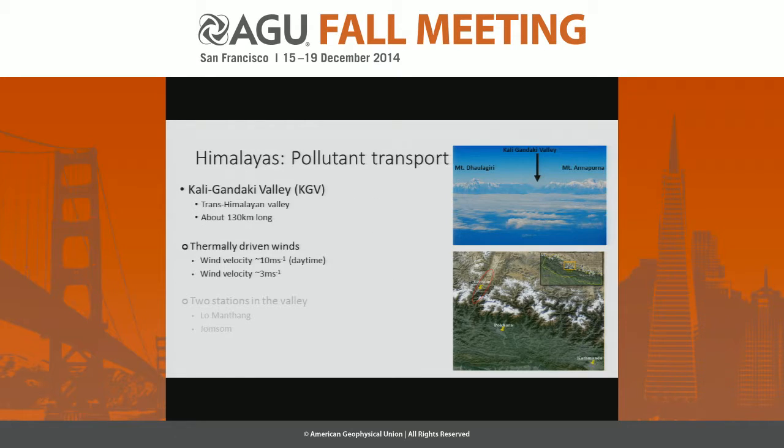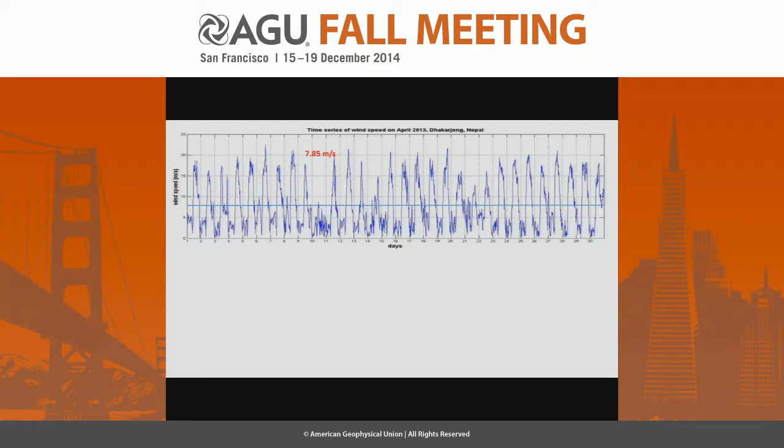Like I mentioned earlier, Kali Gandaki Valley is one of the major connecting pathways, and it is about 130 kilometers long and about 5,000 meters deep in places in the middle of the valley, where mountains tower from both sides. The winds are thermally driven, and the average wind velocity you'll see is about 10 meters per second during the daytime and 3 meters per second at night. This is the wind profile, which shows a diurnal wind pattern within the valley.